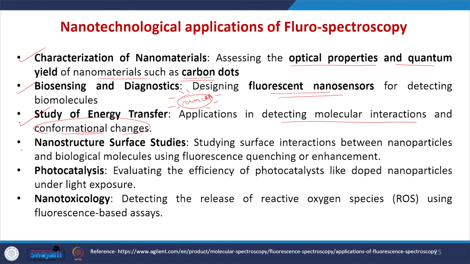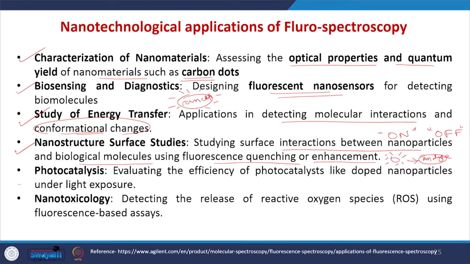We can also use it for nanostructure surface studies, for studying the surface interaction between nanoparticles and biological molecules using fluorescence quenching or enhancement. For example, if you have a fluorescent nanoparticle and once it binds to the particular analyte, these nanoparticles can give fluorescence or the fluorescence can be quenched. So, that means the fluorescence can be on or the fluorescence can be off. By this way we can understand the surface interaction between nanoparticles and biological molecules.